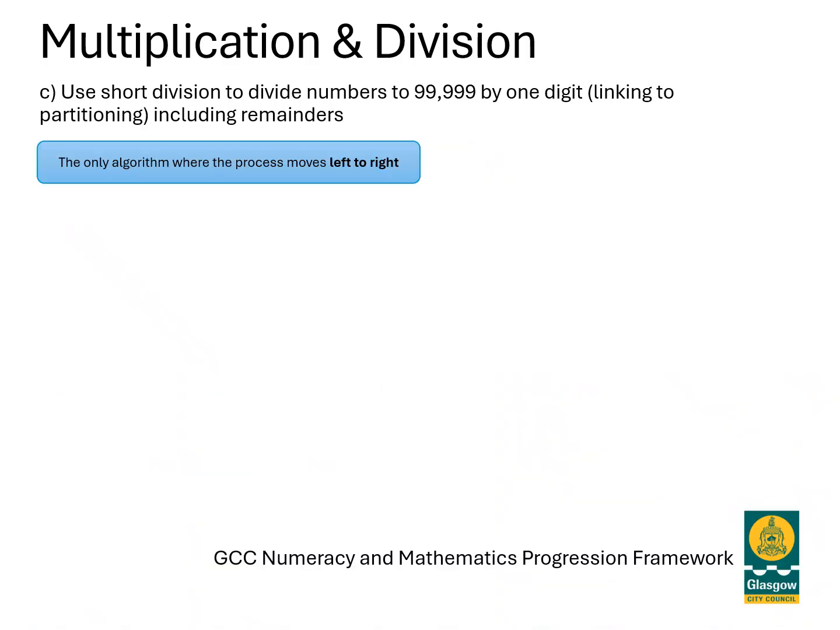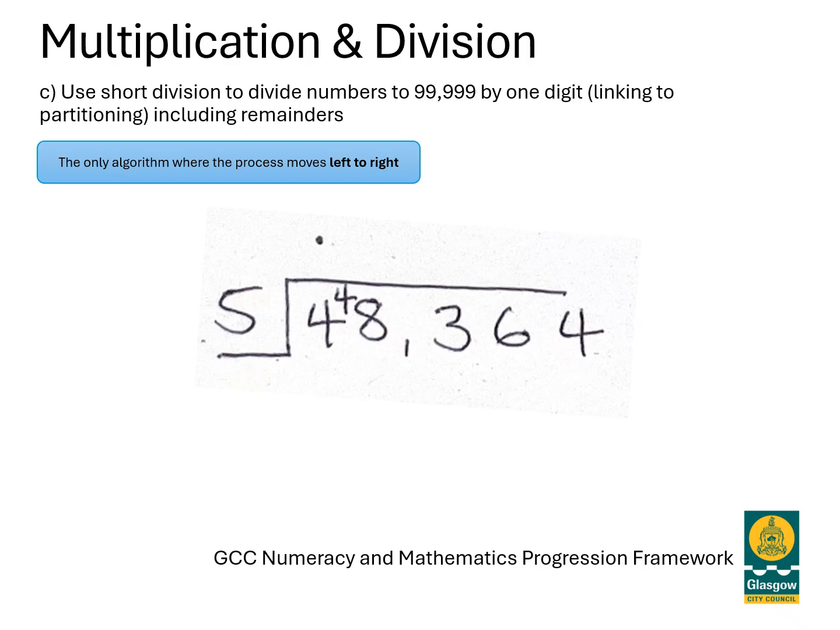It's the only algorithm where the process happens from left to right. We spend a lot of time teaching pupils to remember to start with the units, but actually division, our short division method, doesn't do that. So when they are dealing with a division in greater digits, here we've got a 5-digit number, they need to be starting at the left-hand side.